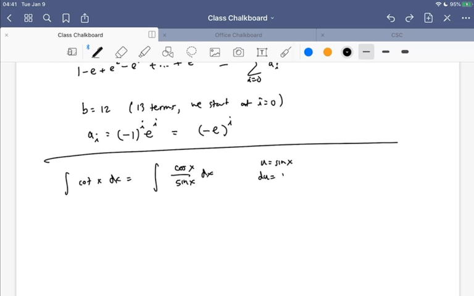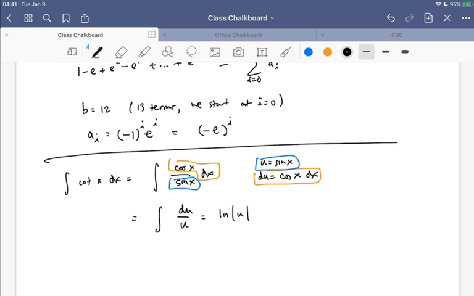If u equals sine x, then du is cos x dx. And then we can just substitute, because this is exactly right there, and this is exactly right there. So this is literally the integral of du over u, which we know is that. And then we just need to plug in our absolute value.